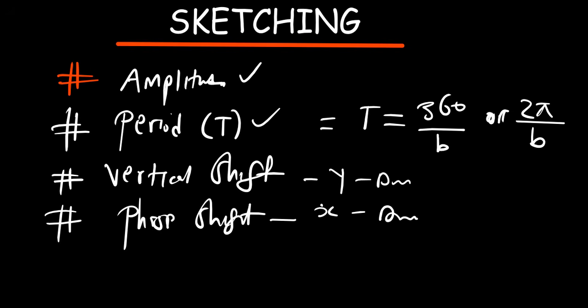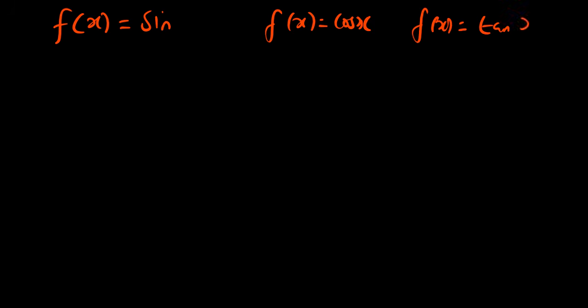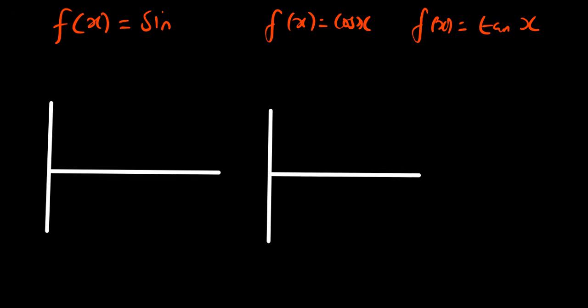So now you just have to know first the basic graphs for these different trigonometric ratios. You have to know the graph of f of x is equal to sine x, f of x is equal to cos x, and f of x is equal to tan x. So let's start with sine x. So for sine x, how is it going to be? Let me just draw all of them in advance. Let's say those are our graphs.